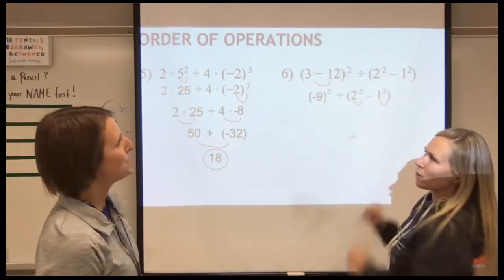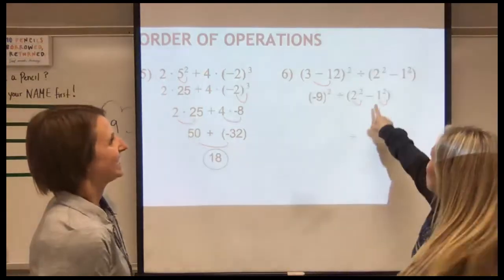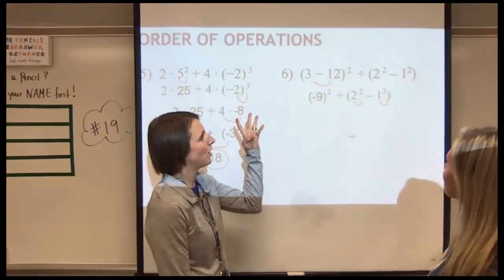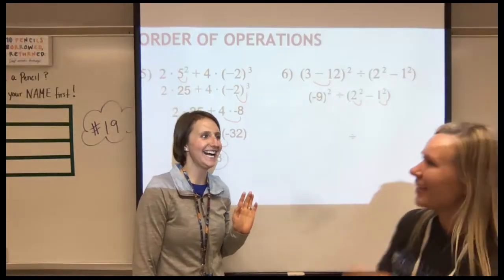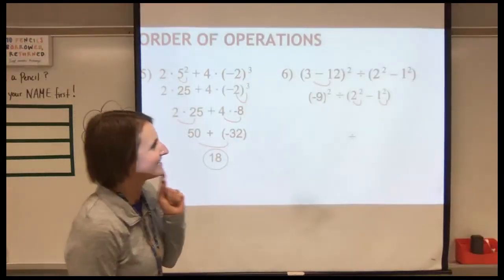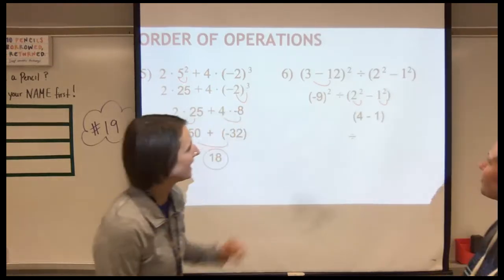Okay, so we got more grouping symbols right here, but inside the grouping symbols, we have exponents, so we must evaluate those. We got to figure out what numbers those are before we can subtract them. So 2 squared is 4, and take away 1 squared. Well, 1 squared is 1 times 1. That can get tricky. So 4 minus 1. Okay, we'll drop everything else down.